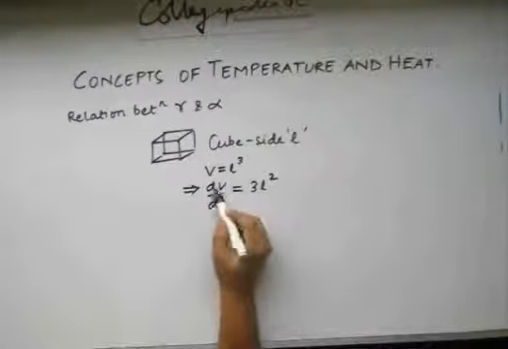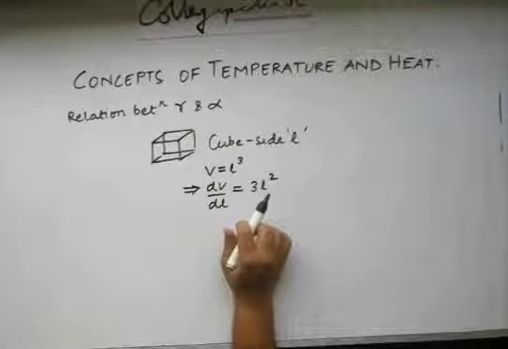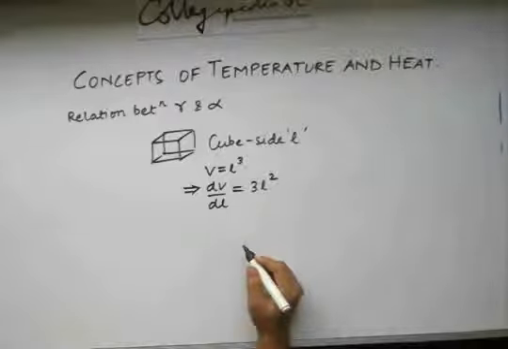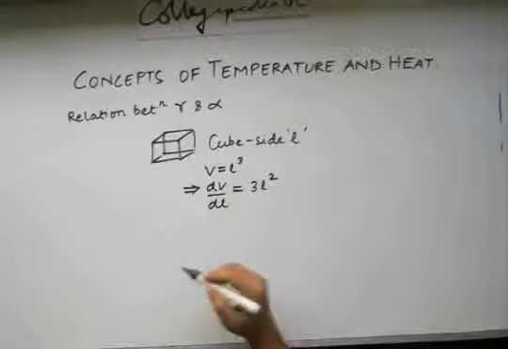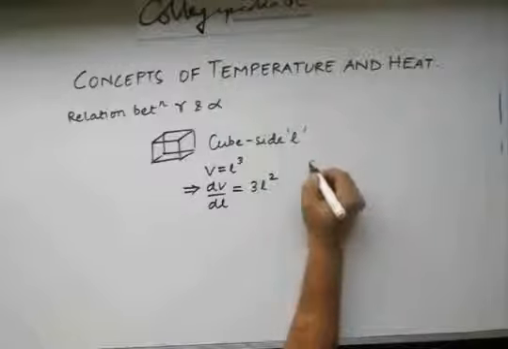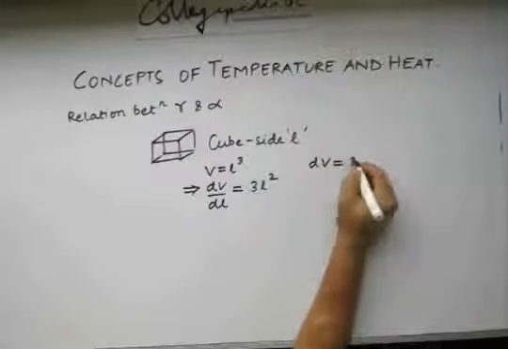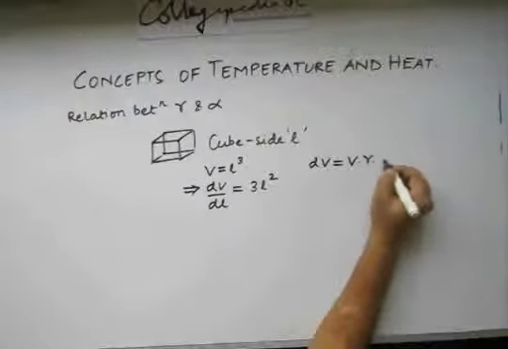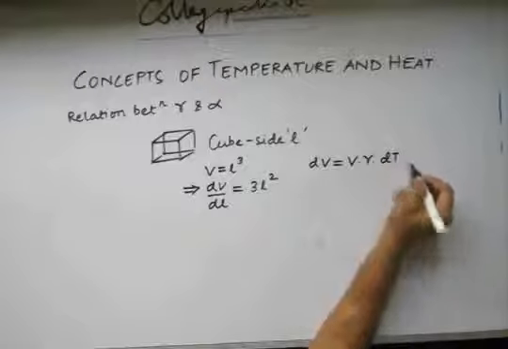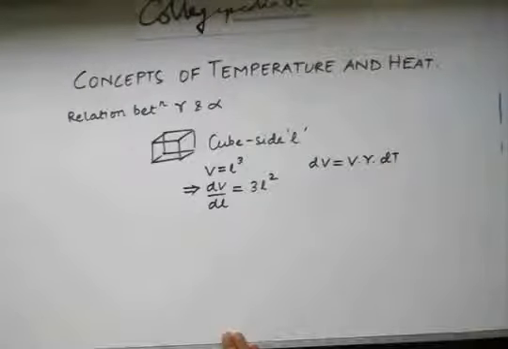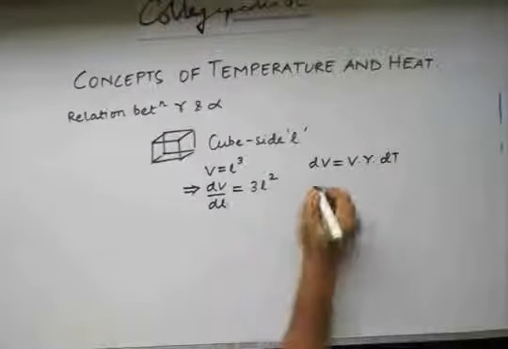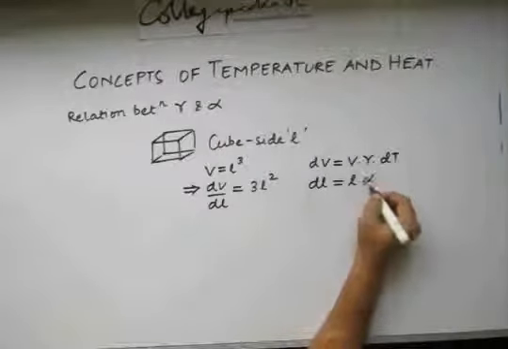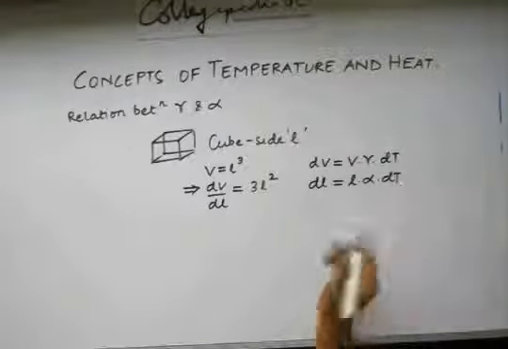This dV is nothing but a small change in the volume. This is similar to what we had as delta V there. So if we remember what we earlier said about delta V, this becomes equal to the initial volume times gamma times the temperature difference. Let us write it as dT here. This small dL can also be represented in the form of the original length times alpha times the temperature change.